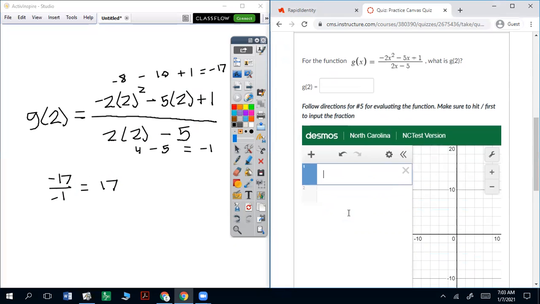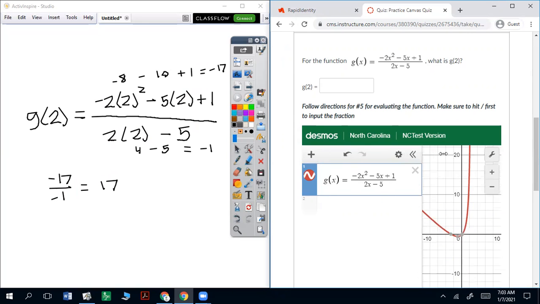We can go over to here. We could type this in, or let's use the g of x notation. So g parentheses x equals, and throw that fraction bar in first so you can see the division sign. Then we can do negative 2x squared minus 5x plus 1. You just throw that in there. There's a 2x minus 5. Now that we have our function, we can go in and do g of 2. So g parentheses 2, which is going to give you 17. So that's the same thing as saying taking this expression and plugging in 2.